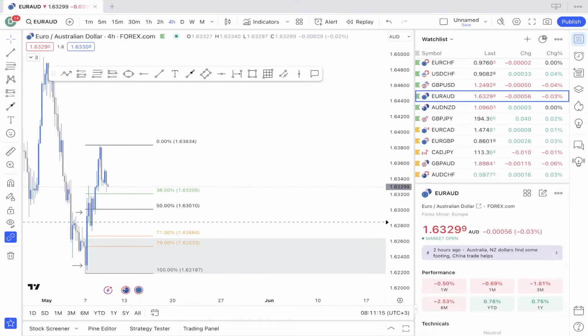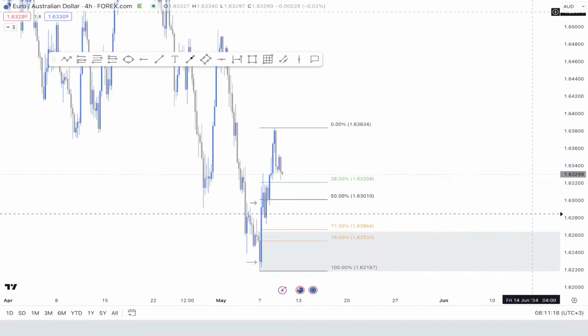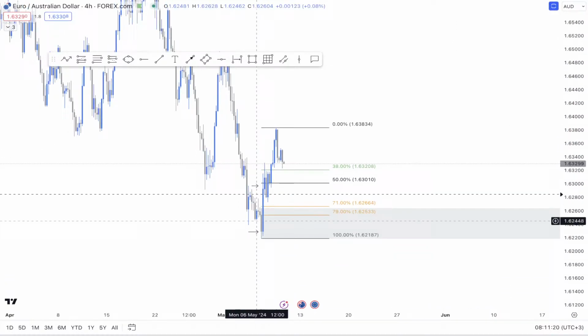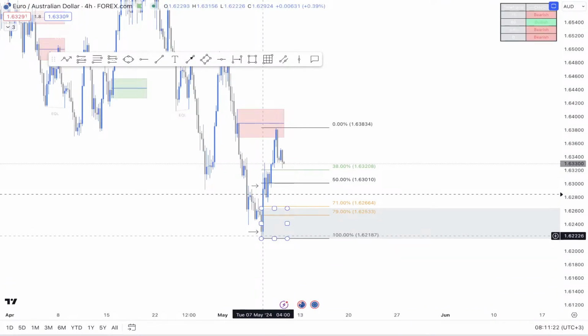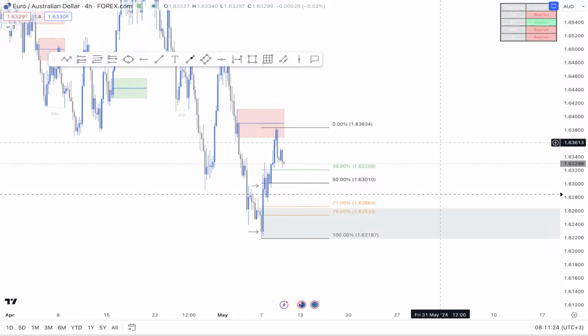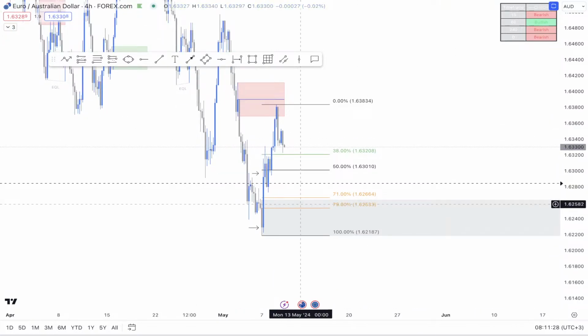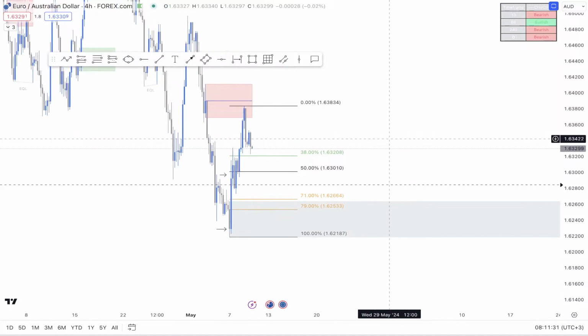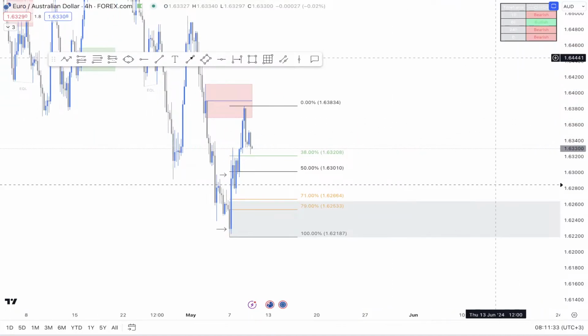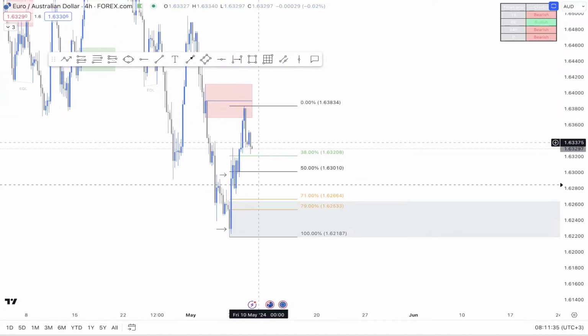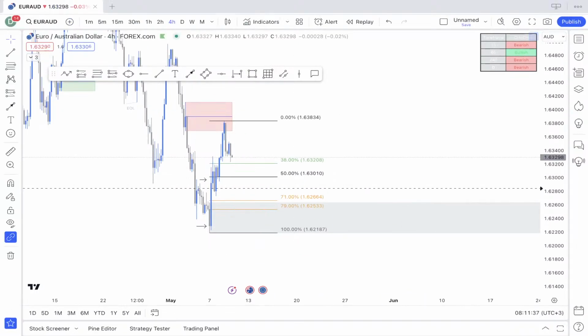On Euro AUD, we have a bullish shift in momentum. Okay, right here we can see we have a liquidity sweep followed by an impulsive break towards the upside. After the break, I identified this unmitigated order block that is lining up perfectly with the area of interest. And now, last thing that we are waiting for is a corrective pullback.